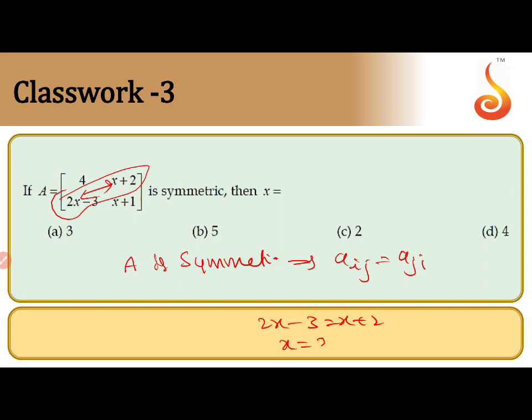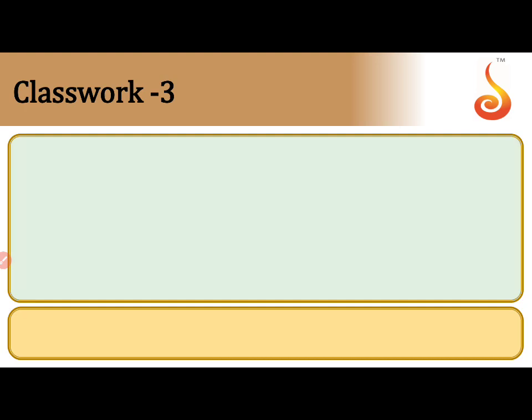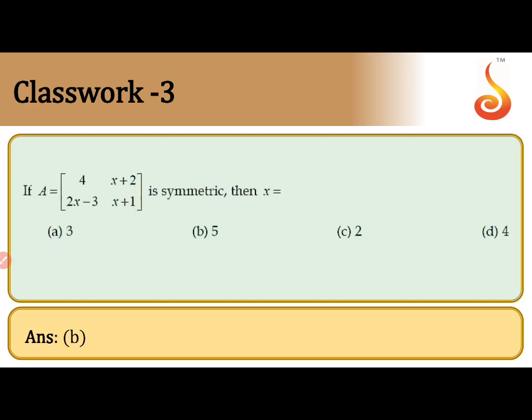x equals 2 plus 3, that gives 5. So 2x minus x equals 3 plus 2. x equals 5. Clear? If a 2 by 2 matrix is symmetric, the off-diagonal elements must be equal. So you equate the off-diagonal elements and you get the value of x. Clear? Check the answer: option B is correct.